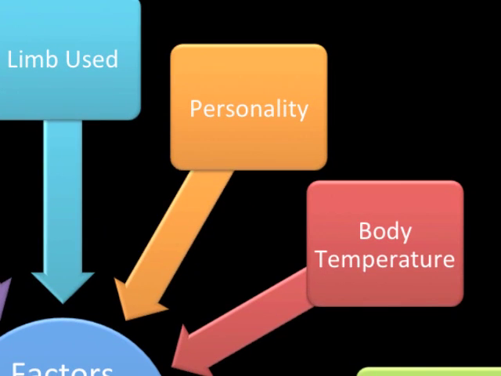Body temperature. The warmer you are, the faster you will react. That's relating to your muscles, as you know in A&P. So if we can get those muscles warm and vibrant, our reaction times will increase.